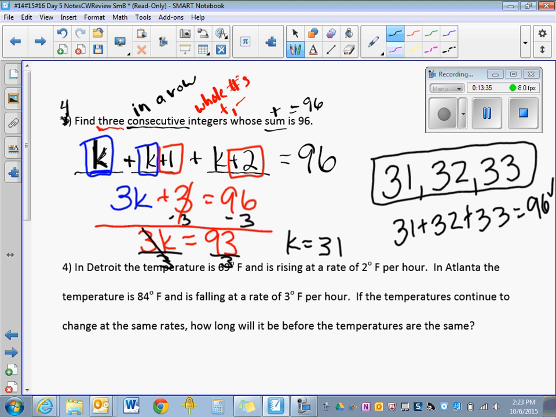Alright, any questions on that? No. Fantastic. So this type of problem is pretty popular in Algebra 1. You most likely have one on your review. You may or may not have one on your test. And you probably will have one on the SOL. They like this type of problem. Consecutive integers.